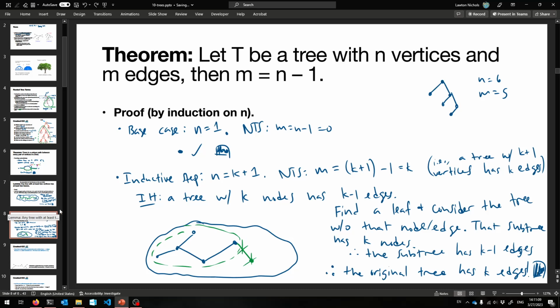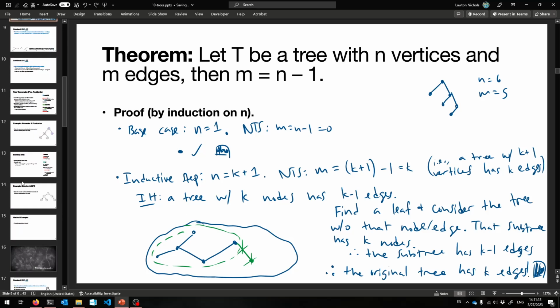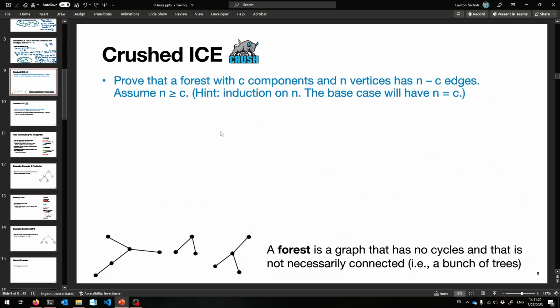For every tree, the number of edges is the number of nodes minus 1. That's how it works. Isn't that so cool? I hope that's exciting to you. I like it. It's a fun little proof, I think. So now I want you to try. Here's a proof for you to try. Let me teach you one term first before I let you try this.